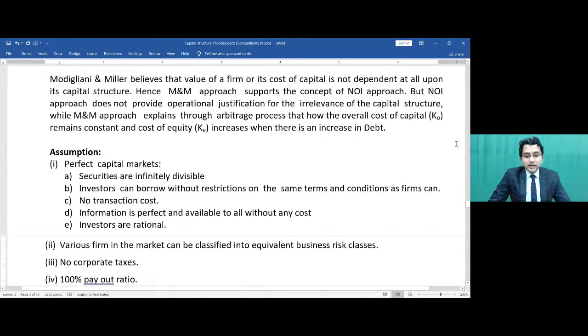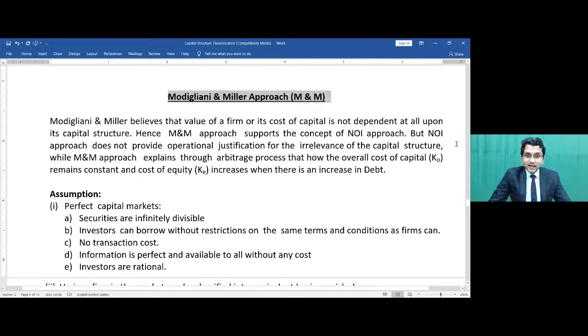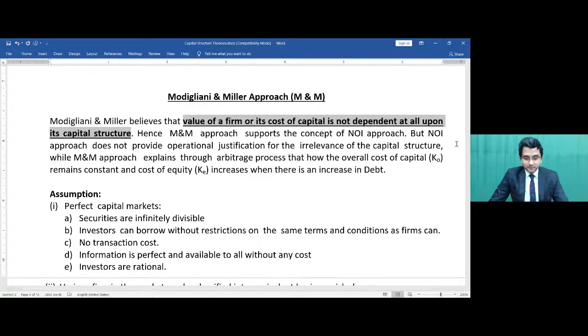What is Modigliani and Miller approach? Modigliani and Miller approach, named as M&M approach, assumes that market value of a firm or its cost of capital is not dependent at all upon its capital structure. So the conclusion of M&M approach is just opposite to that of the net income approach. You know what net income approach says?